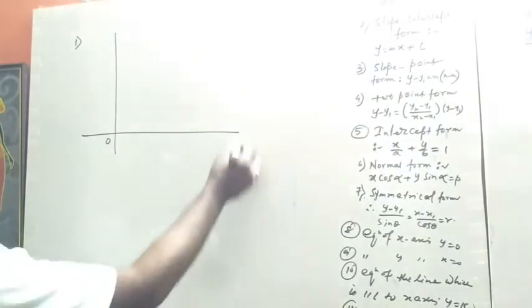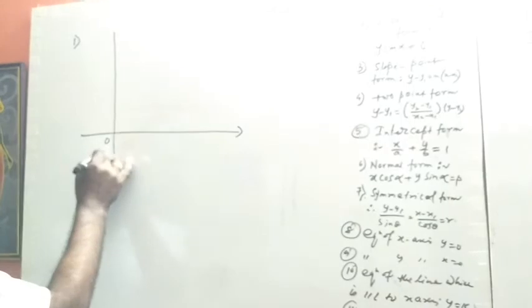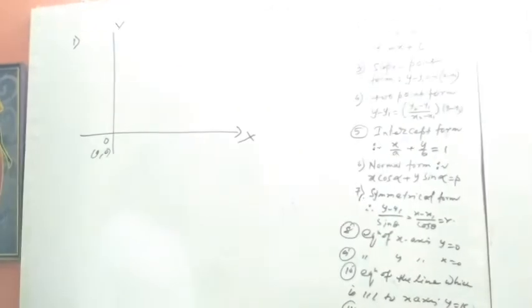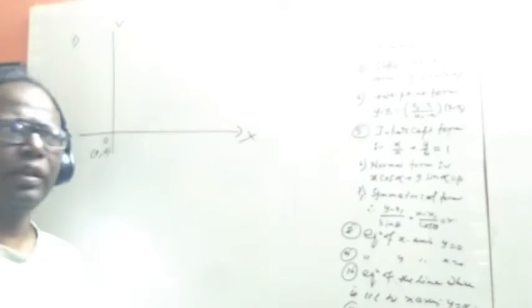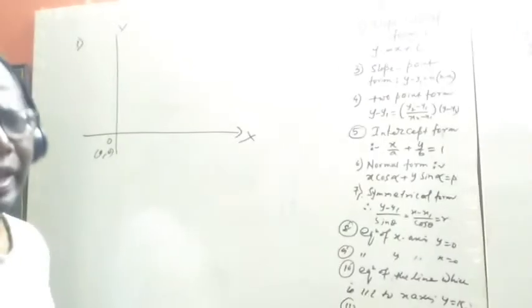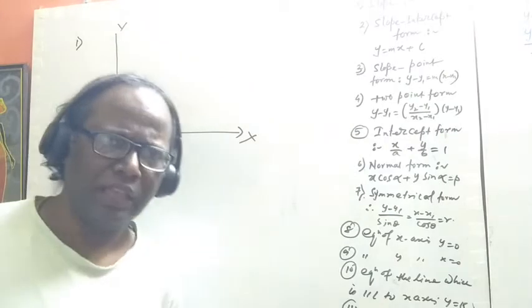Number one point. This is a y-axis, okay? And let's say this is a x-axis. That is O. This is the origin 0, 0, and this is x and this is y. Definition of slope: if a line makes an angle theta with the positive direction of x-axis, the tangent value of that theta is called slope.